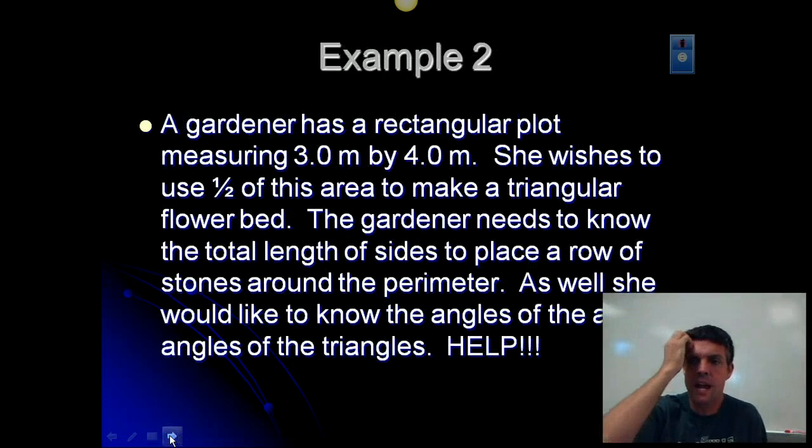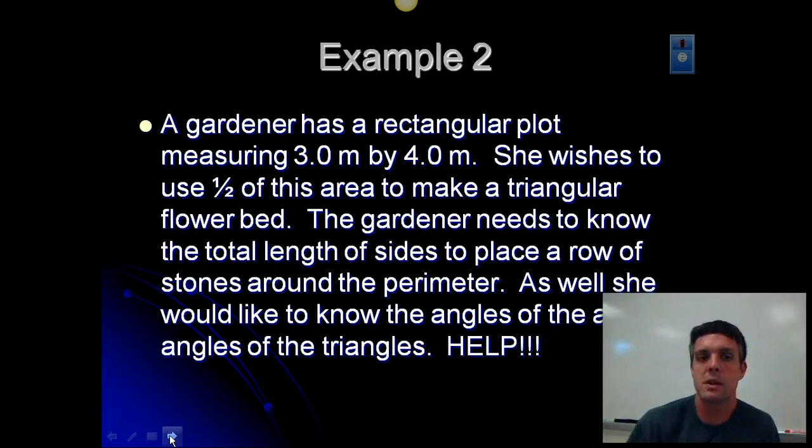All right, this is a second example. Pause it, write it down. You're not going to have to write down any more examples today, so we're kind of flying right through this. Pause the recording, though, and write down about this gardener, okay? Go ahead.